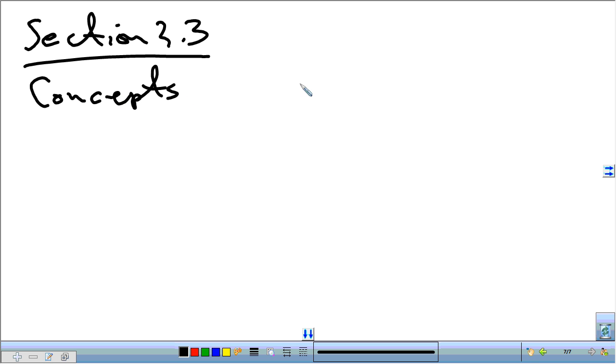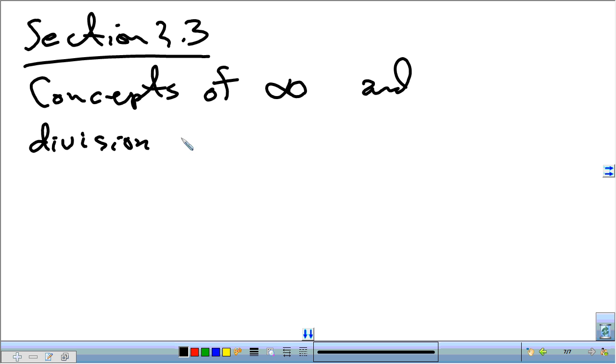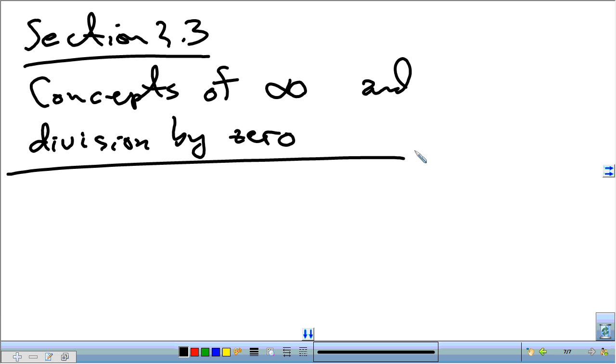So we're going to look at some concepts. First, the infinity symbol and division by zero. In each case, we're going to come up with computations using the symbol infinity and possible computations when we have division by zero.